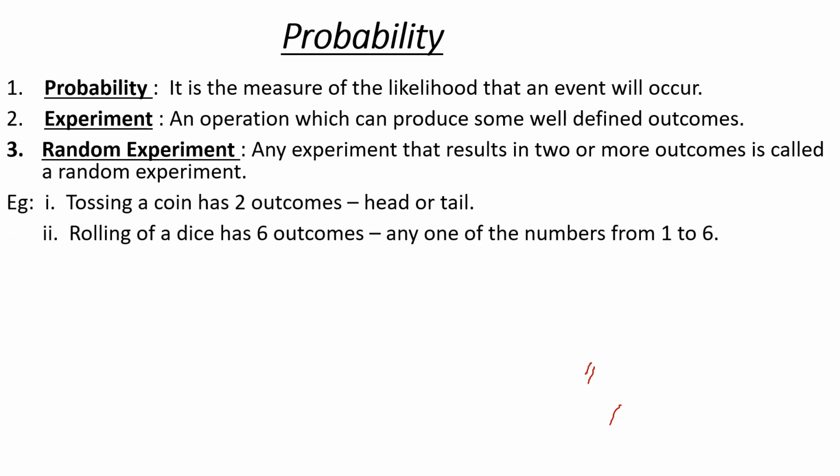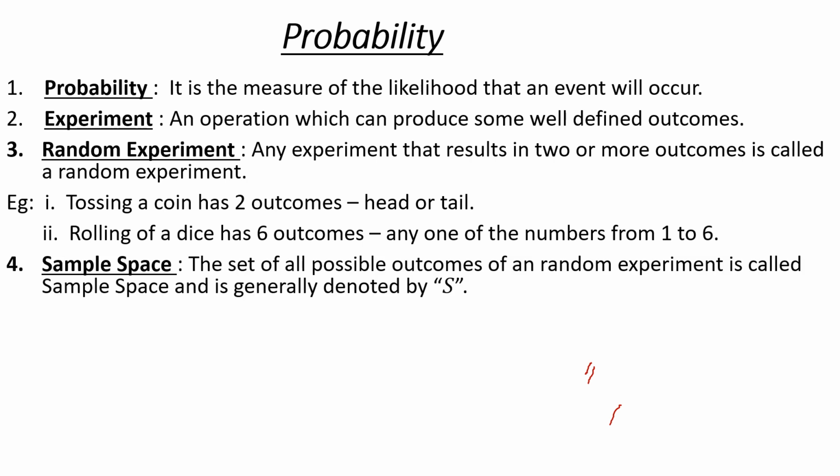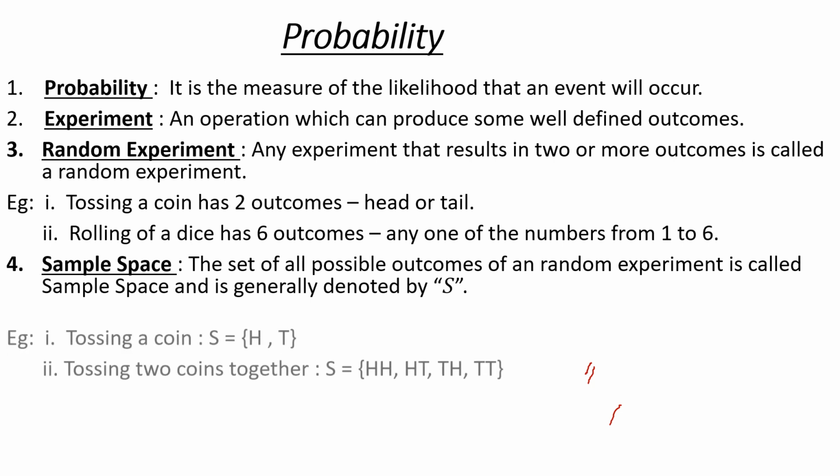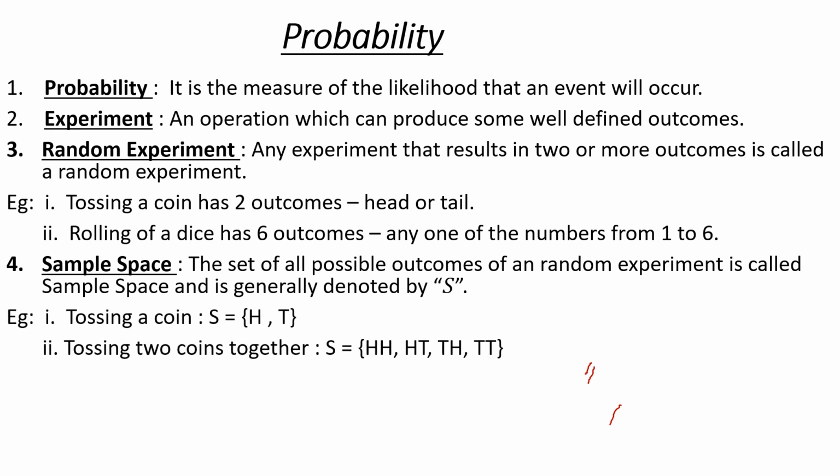For example, when we toss a coin, we will have two outcomes, either head or tail. Or when you roll a dice, we will have six outcomes, any of the numbers 1, 2, 3, 4, 5, 6. Sample space: the set of all possible outcomes of a random experiment is called a sample space, and it is denoted by capital letter S. For example, when you toss a coin, the sample space will have the outcomes H and T. Similarly, when two coins are tossed together, the sample space will have HH, HT, TH and TT. So there are four outcomes.